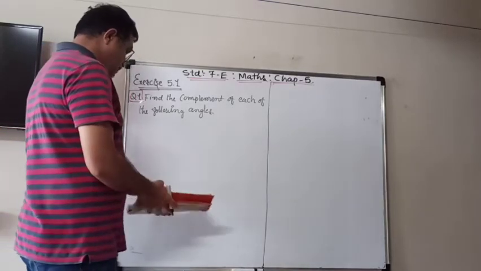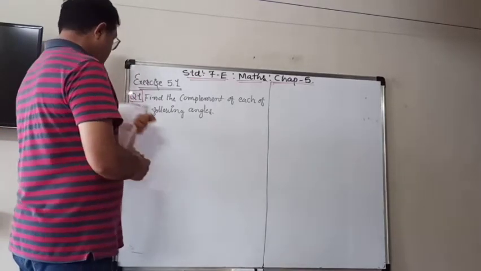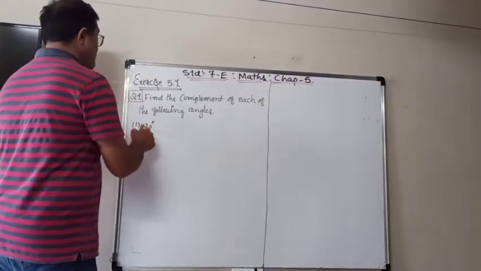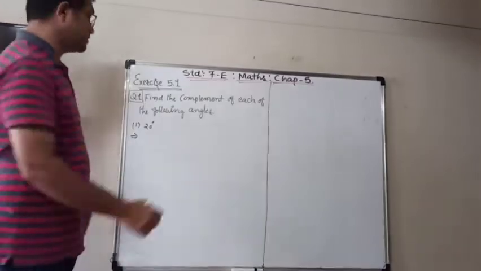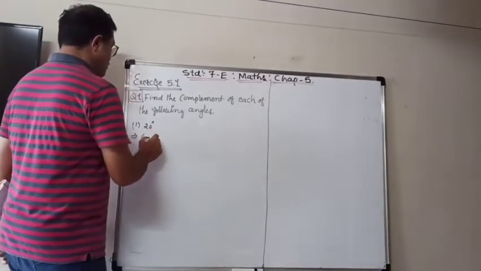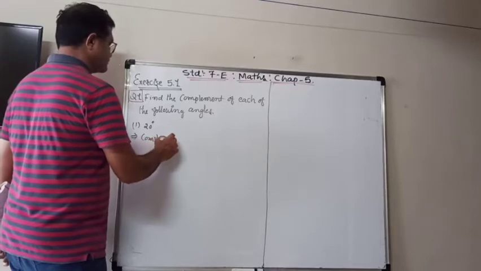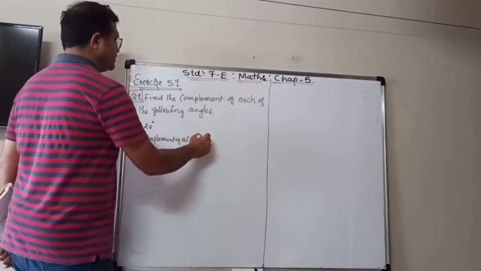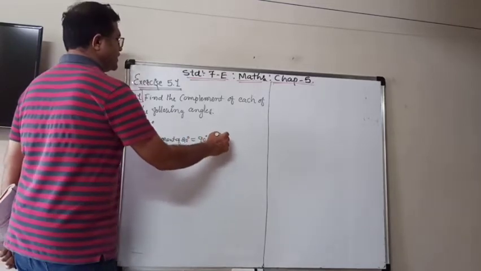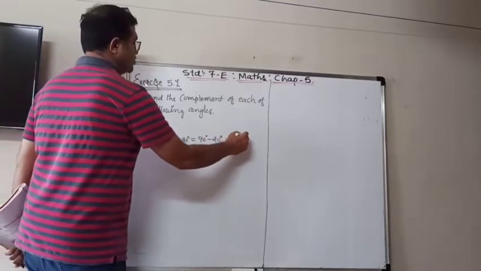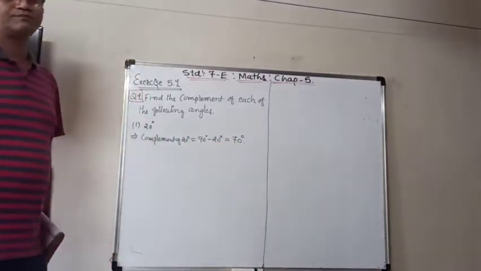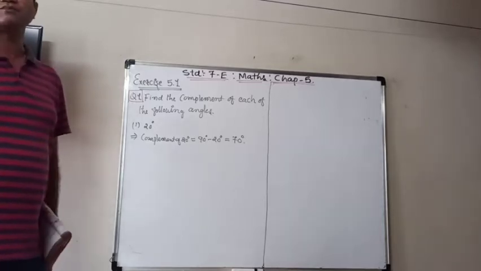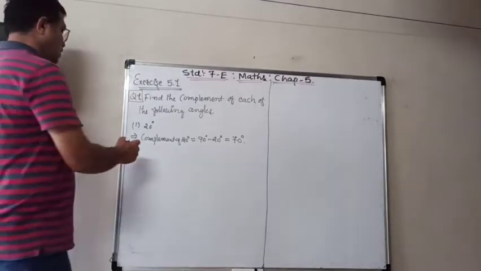So let's see which is the first. First one is 20 degrees. So we have to find the complement of 20 degrees. So we will write down here: complement of 20 degrees is equal to 90 degrees minus 20 degrees, and your answer is 70 degrees. So whatever is the angle given, you have to subtract that angle from 90 to get the complement of that angle.